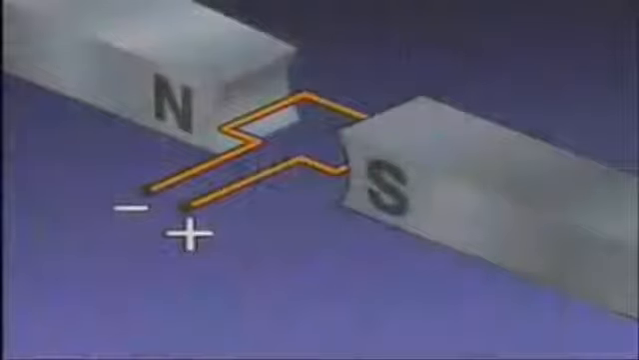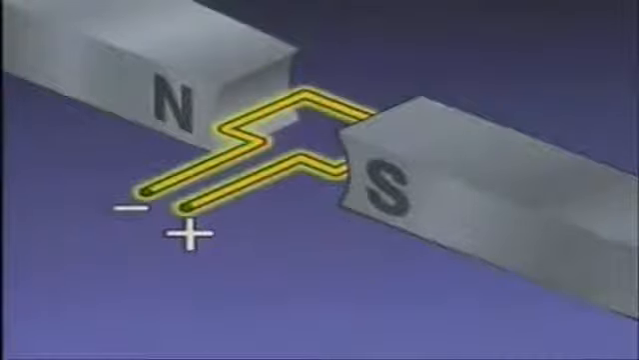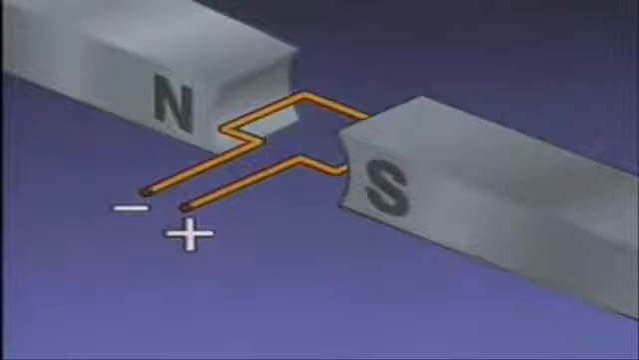We can use this simplified illustration to see how motor action occurs in a DC motor. In this illustration, the rotating part of a DC motor, called the armature, is represented by a loop of wire. The loop of wire is positioned in the magnetic field created by two permanent magnets. The loop is connected to a DC power source, which is not shown.